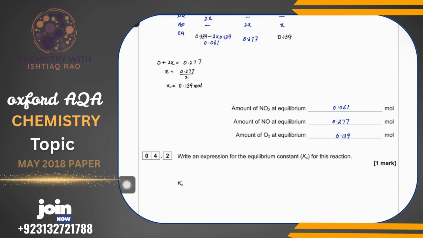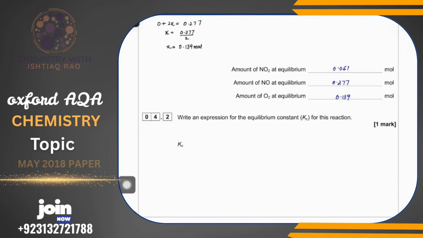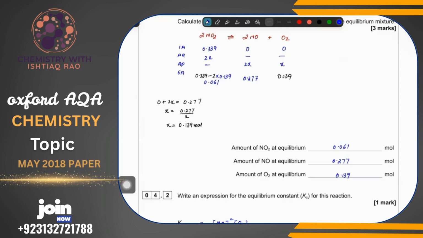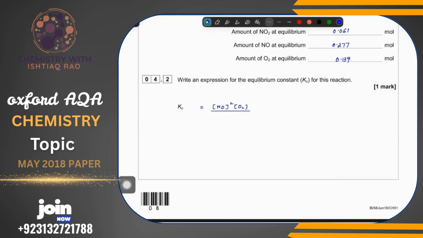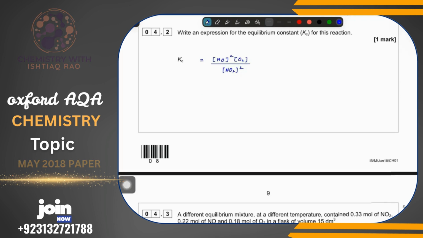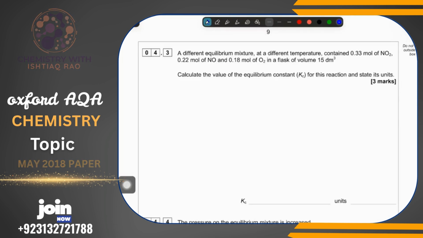Now you have to write down an expression for the equilibrium constant for this reaction that is going to be product upon reactant. So concentration of NO2 divided by NO2. So it's a product over reactant, right? Yes. It's always that.